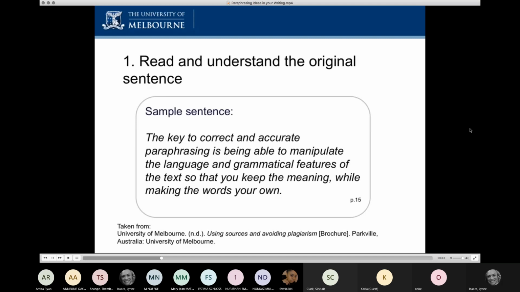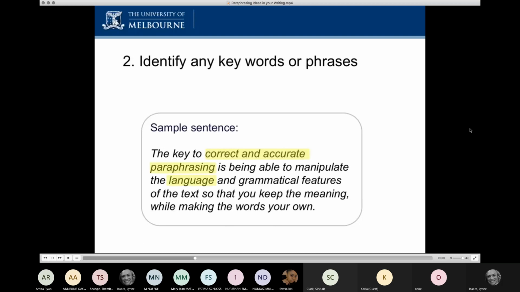Now, let's create our own paraphrase. We're going to use this sample sentence to practice. First, read the original sentence over and over until you completely understand it. Once you fully understand the author's idea, you're ready to incorporate it into your argument. Next, identify any key words or phrases. This can include any words with subject-specific meanings, numbers, and formula. You can highlight or underline them, or ideally, write them on a separate piece of paper.